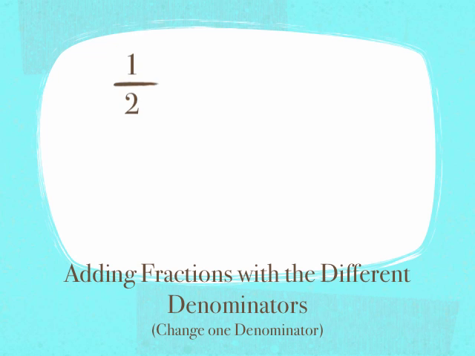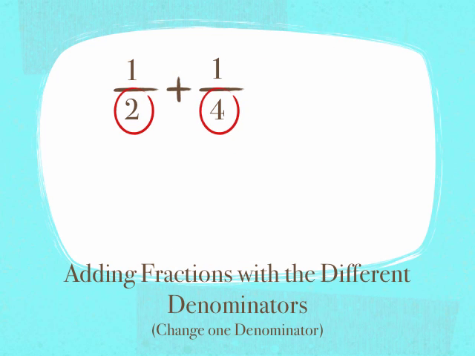When we're looking at adding fractions, it's easy when the denominators are the same, but it's a little tougher when they're different. See here, we've got 1/2 and 1/4. They're different. And what we need to do is make them the same so that we can add them.